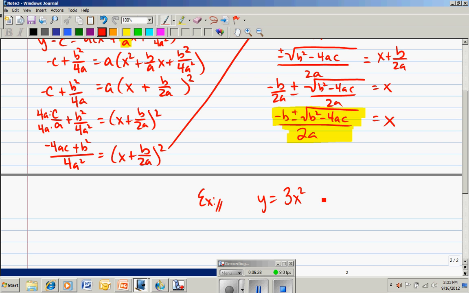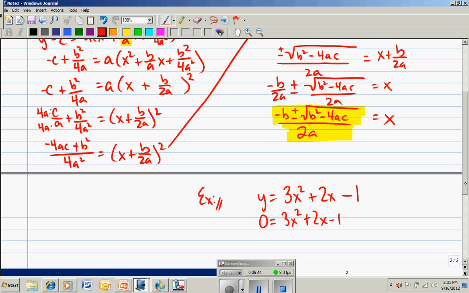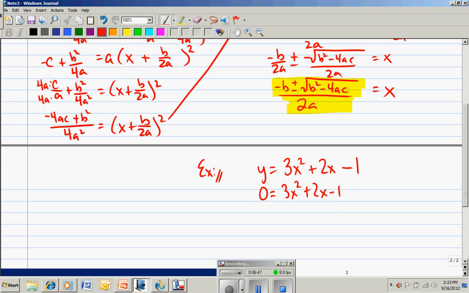Y equals, let's say, 3x squared plus 2x minus 1. And we want to find out the x-intercept, so that's what happens when y is 0. Now we could try to factor it. If it factors, it may. If you don't want to factor it, you could do completing the square. That would be a possibility. This is a third possibility, the quadratic formula. So here's our a value, there's our b value, and negative 1 is our c value.